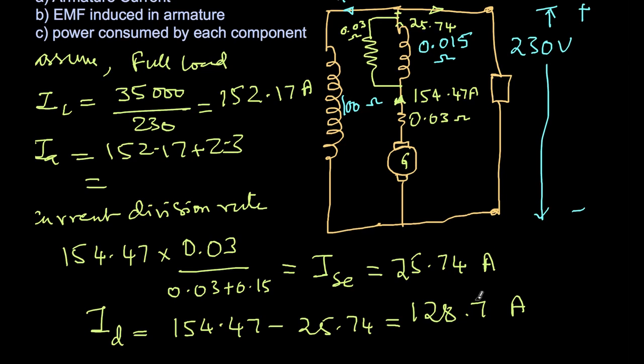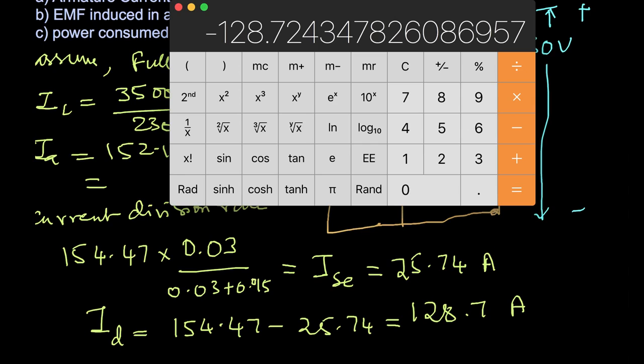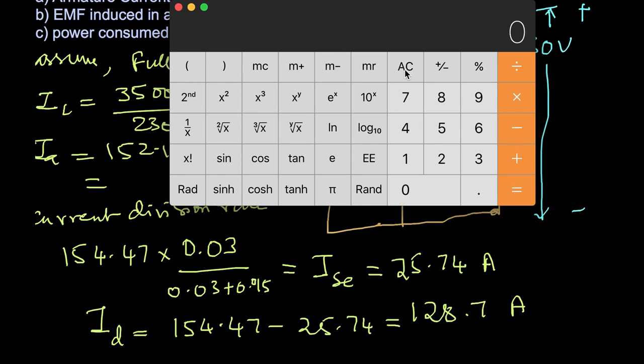Oh, I think I made a mistake. So this is 0.015. Let me just go back and correct everything. So 154.47 multiplied by 0.03 divided by 0.03 plus 0.015. Oh, so this is 102.98.